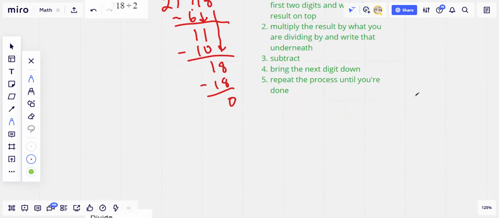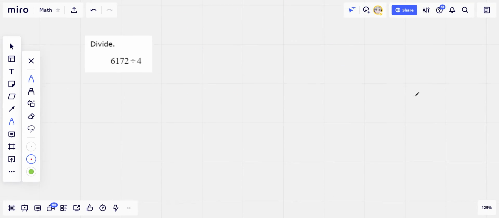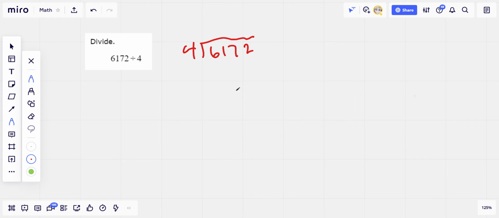Let's practice an even longer one. So here we have 6,172 divided by 4. So we'll put the 4 on the outside. We'll make our bracket, and we've got 6172. Okay. So the first step, look at this first digit and ask how many 4's go into there.